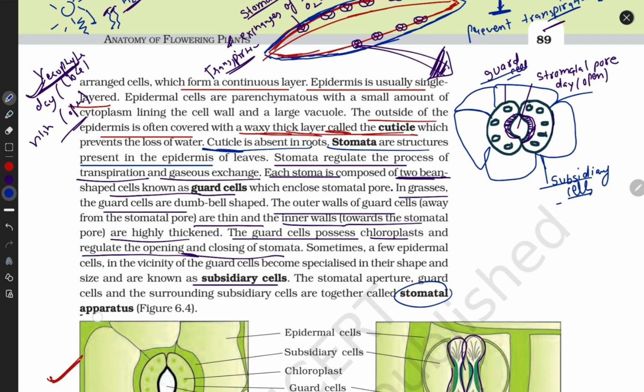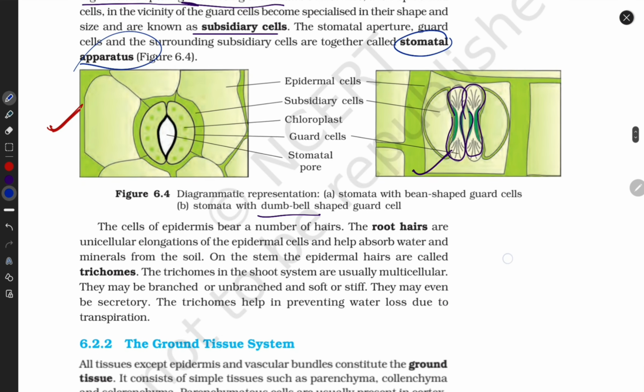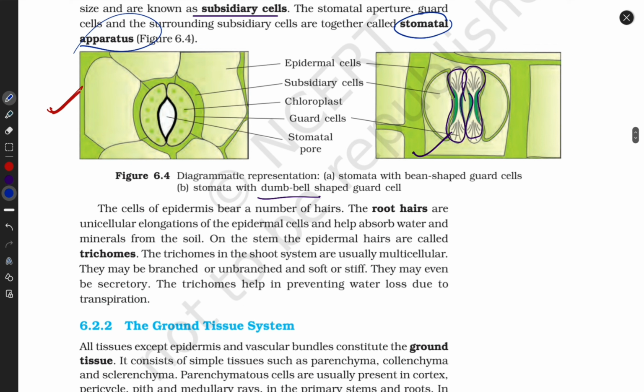We call it the stomatal aperture. Look at here, guys. This is the guard cell. This is the chloroplast. This is the stomatal aperture, and this is the subsidiary cells. Clear? These are the subsidiary cells.